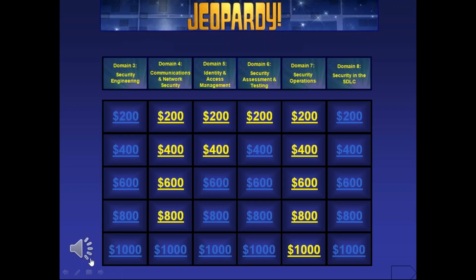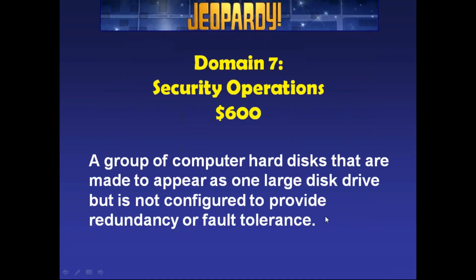Domain 7 for 600. We've been avoiding it. You have good luck with the number 6, Roger? You're starting out with 600 every time. All right, here we go. And don't overthink this one. It's got a cute little acronym.